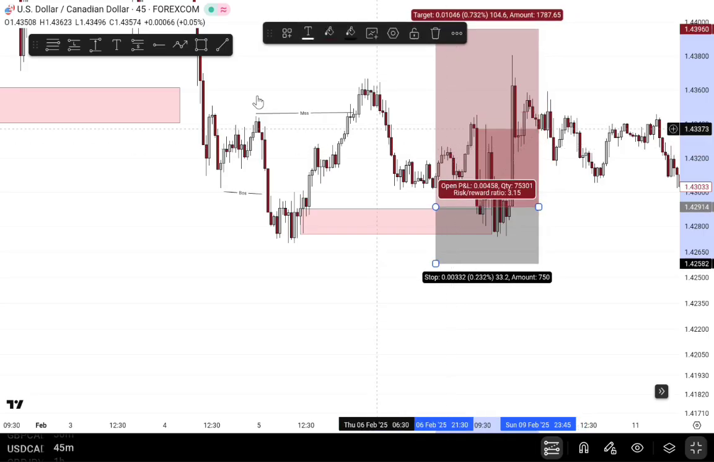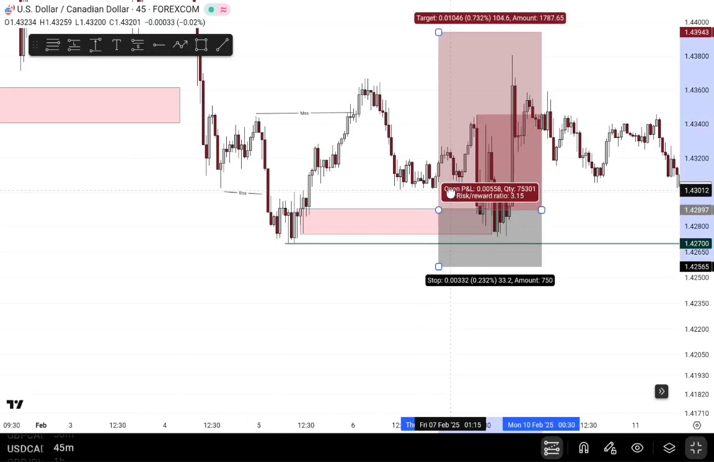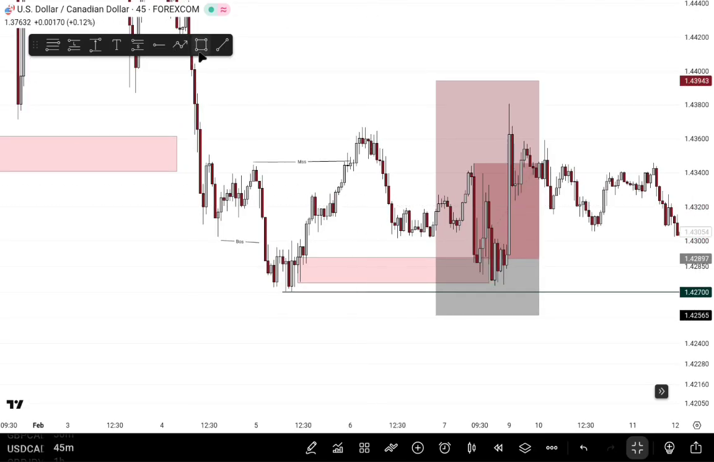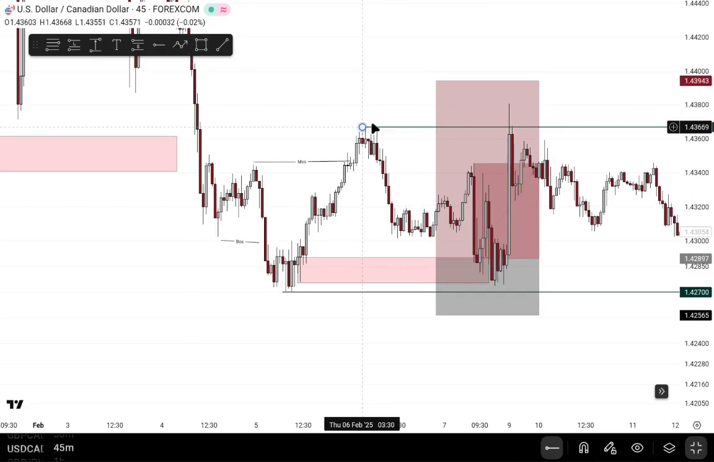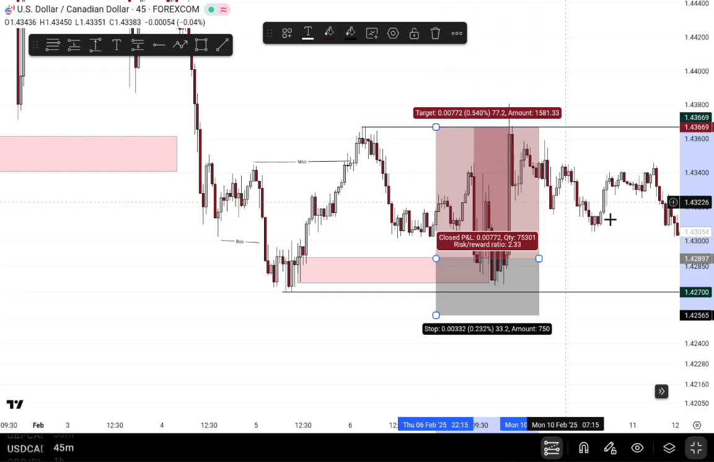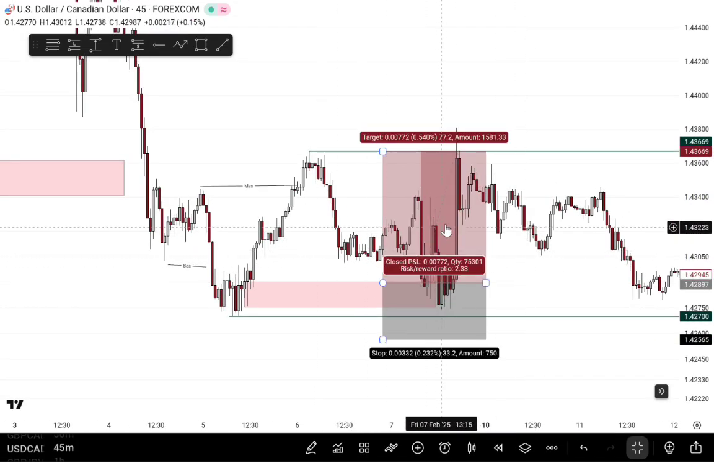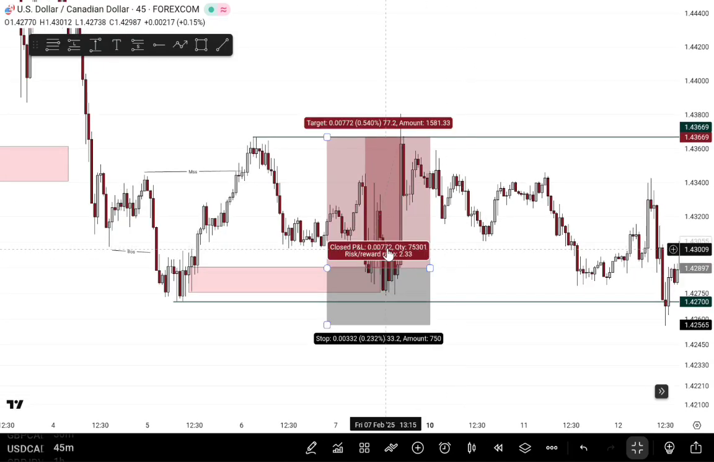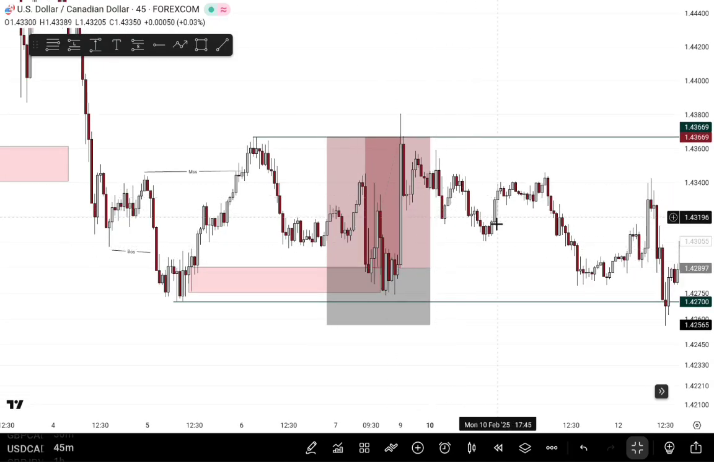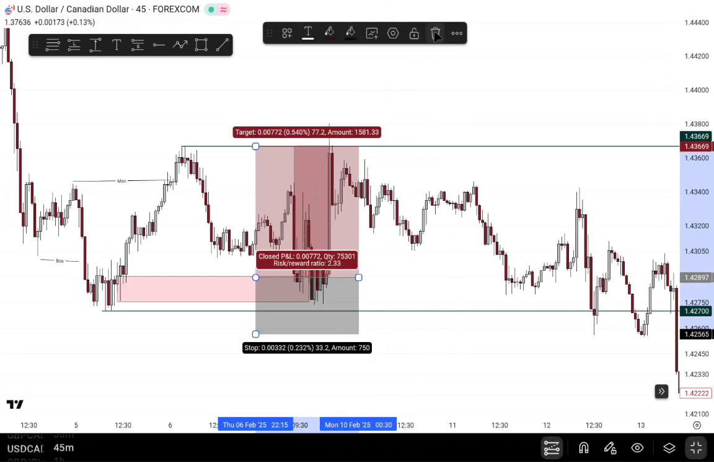Let's check the risk to reward ratio. The risk to reward ratio of this trade from here is just 2.3, which is a very nice trade. Anybody who entered this trade from here is going to take a risk to reward ratio of 2.33. Now, there's one thing I also notice.